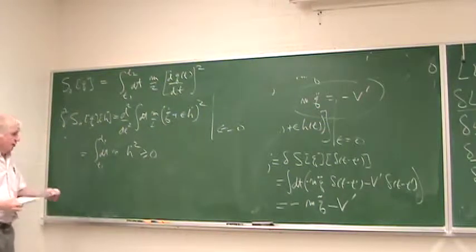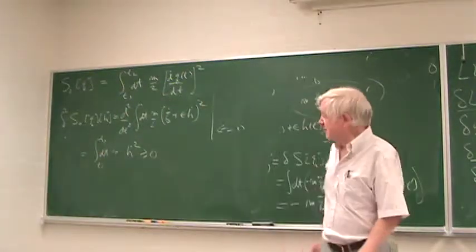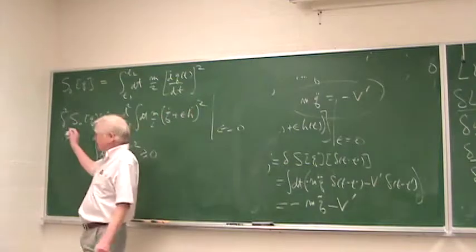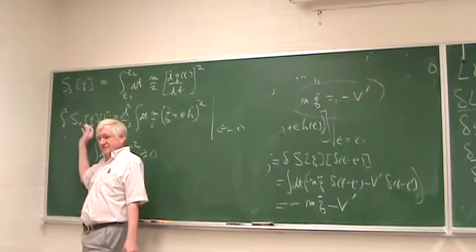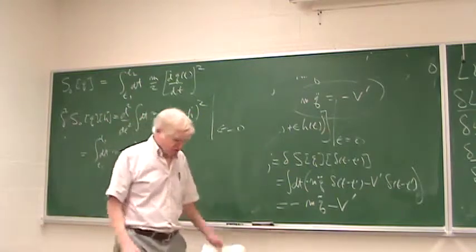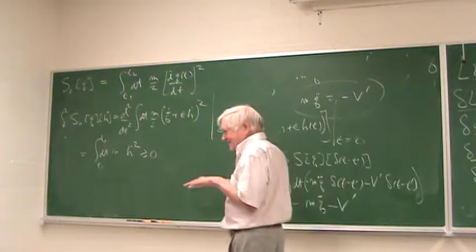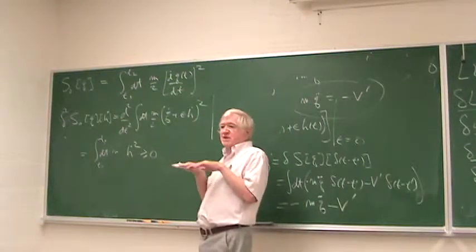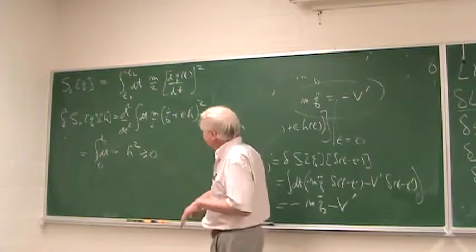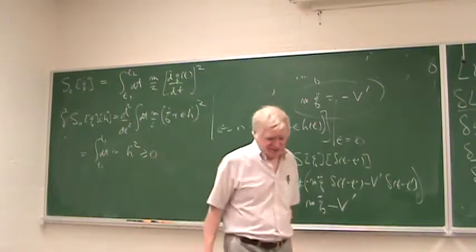So without even going to the physics limit of h being delta of t minus t prime, what we see is that the second variational derivative of this free action of a particle in one dimension is always positive, which means the classical solution is a minimum. It's not just stationary, but it's a minimum, because the second variational derivative is positive.